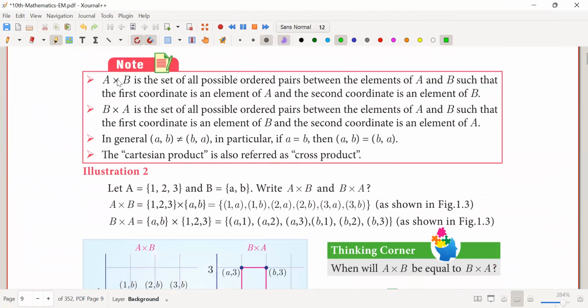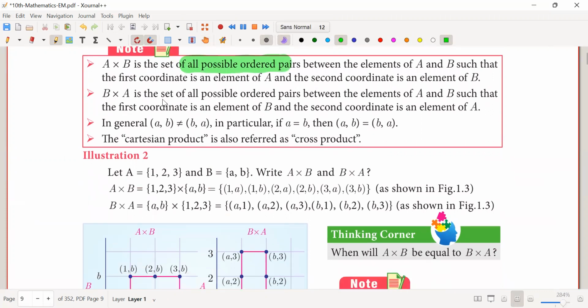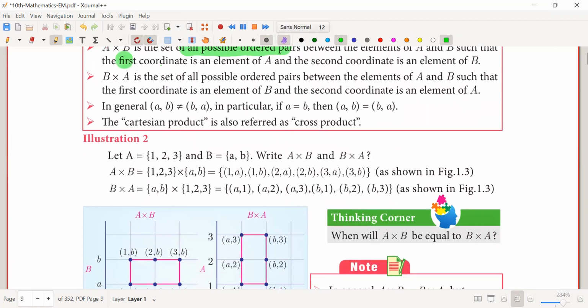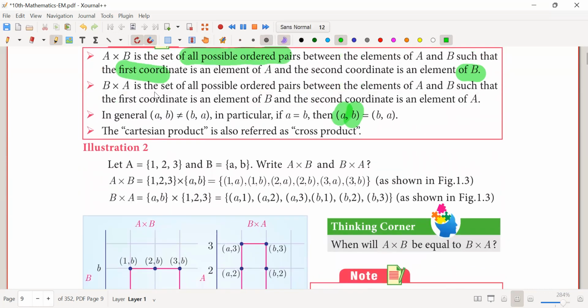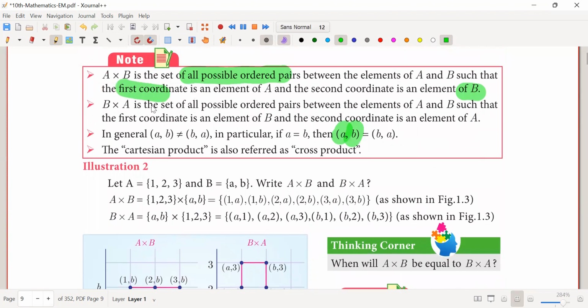Okay. What are we doing in A cross B? All possible ordered pairs we are writing. A is the first coordinate and B is the second coordinate. In ordered pair (a, b), first coordinate and second coordinate. Then, what other things we can say? B cross A is the set of all possible ordered pairs between A and B such that the first coordinate is B and second coordinate is A.